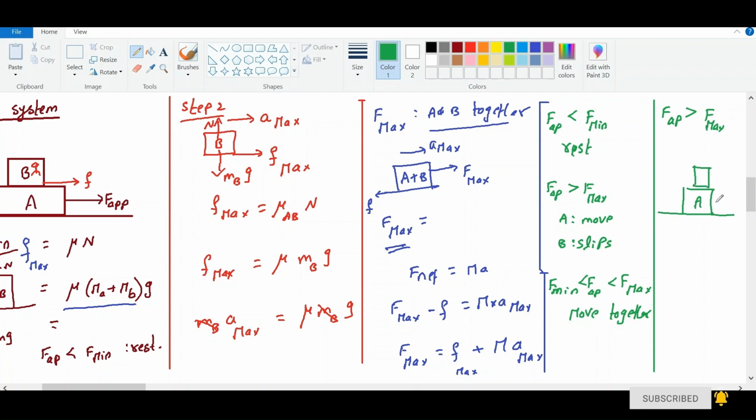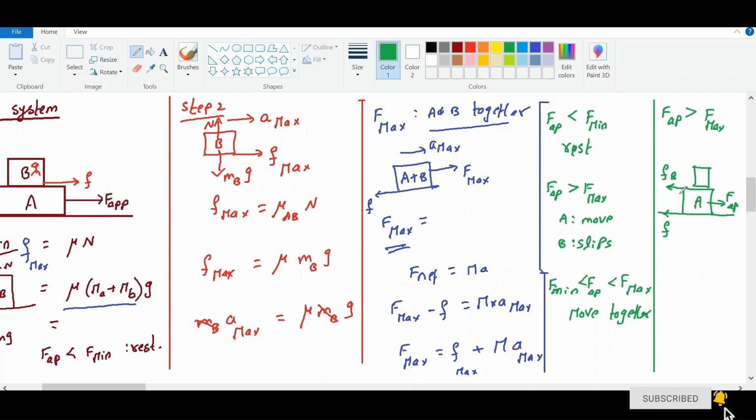So on A, B is slipping. Slipping means A is going front. Then two frictions will act: the friction because of B, here is the friction because of the ground, and this is your F applied. So you should consider both the frictions when you are calculating this case, where applied force is greater than F max. Let's solve some questions.